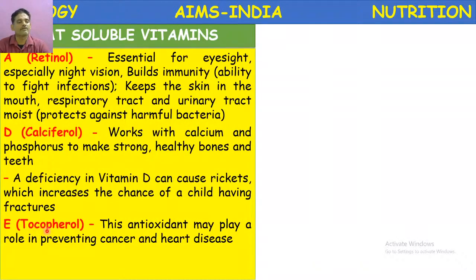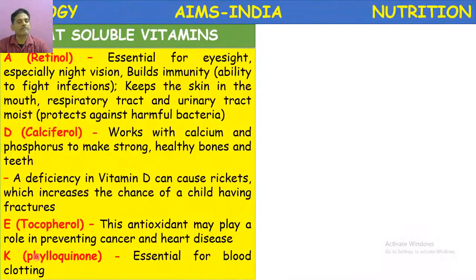Next, vitamin E. Vitamin E is also called tocopherol. It is also a fat soluble vitamin. This acts as an antioxidant and plays a role in preventing cancer and heart disease. Cancer and heart diseases can be controlled in the presence of this vitamin E. So that's why it's a most important vitamin.